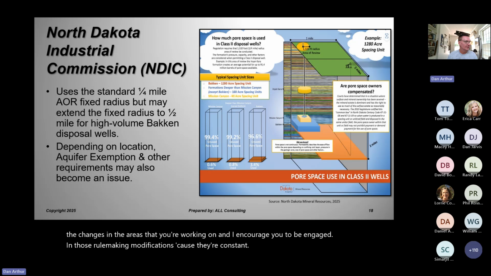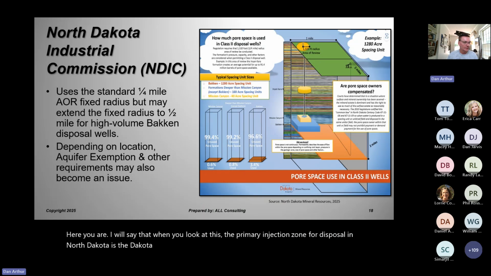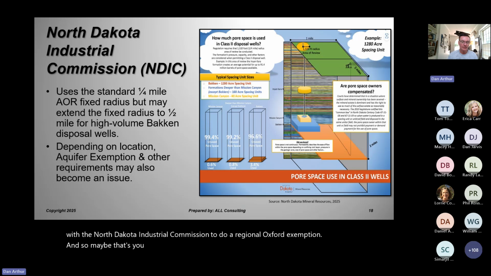North Dakota, I don't know if we have any NDIC guys on here, but use that fixed quarter mile AOR. I will say that when you look at this, the primary injection zone for disposal in North Dakota is the Dakota Formation. Back in my EPA days in the early 80s, we worked with the North Dakota Industrial Commission to do a regional aquifer exemption. That might be a little different than what we're talking about on AOR, but you have the Fort Berthold Indian Reservation there as well.